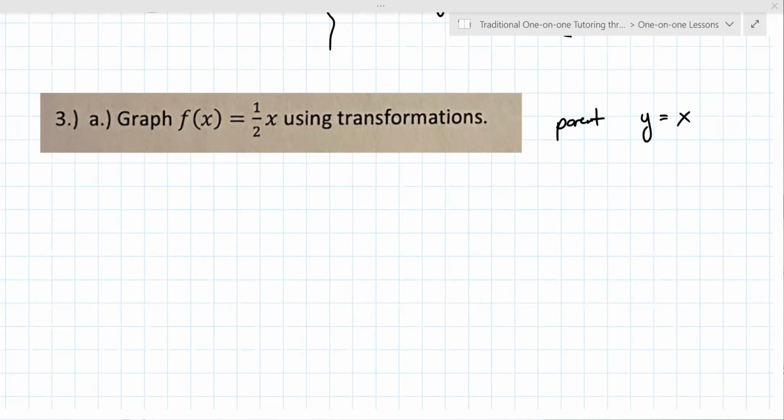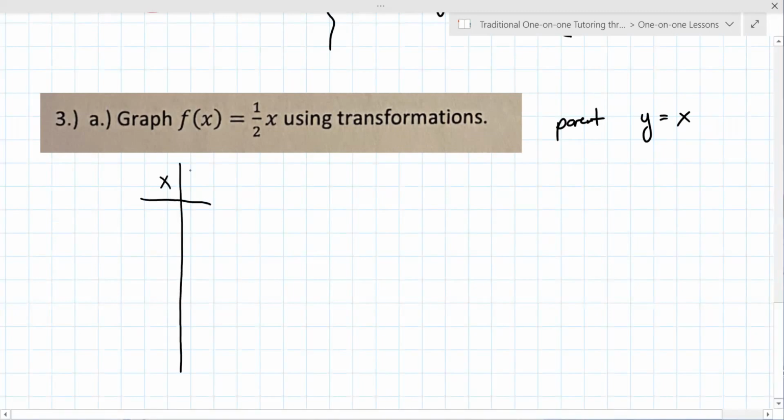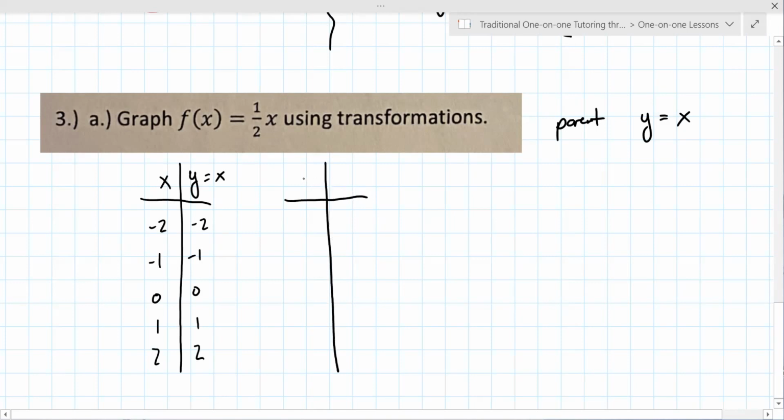All right, so now we're going to use our basic parent function graph, y equals x, and start with this parent function. And this time the y value equals the x value. So then the change, the 1/2, all that does is it affects the y values. The y values are reduced by 1/2. So whatever the y value is, you multiply by 1/2, or you can think of it as dividing by 2.